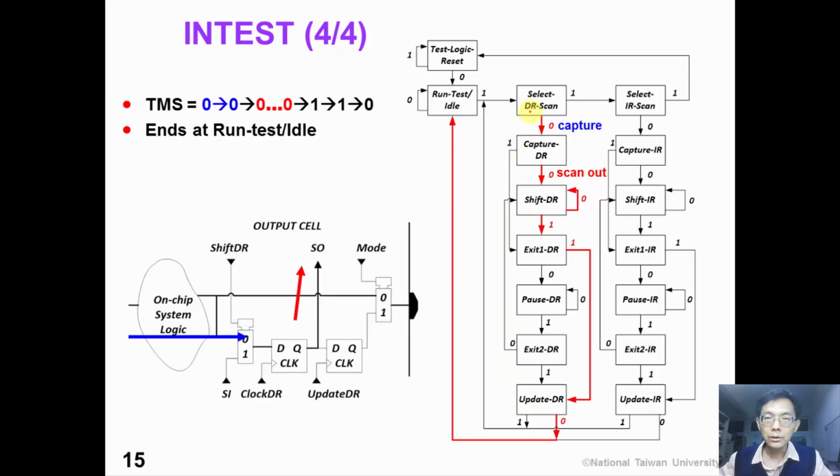Then, starting from this state, we perform a capture, and then we shift out the contents in the boundary scan cell. After that, we apply 1, 1, 0, and then we are back to the Run-Test/Idle state.